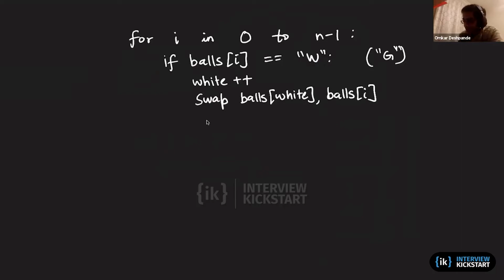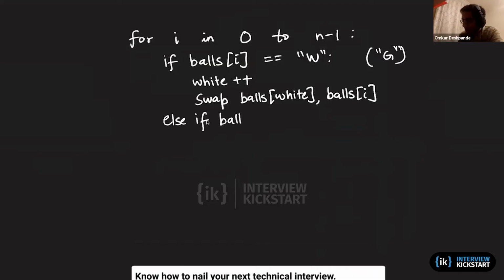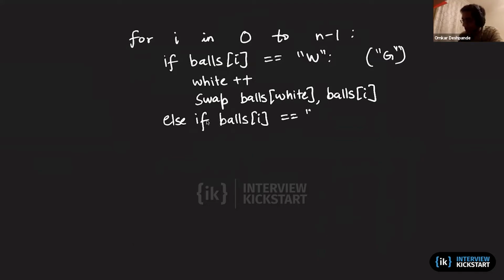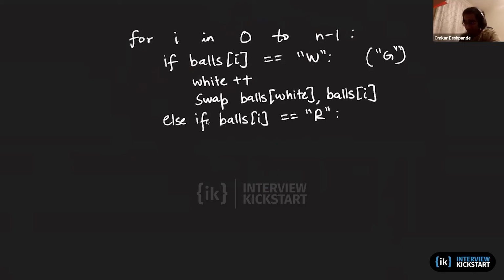The most complicated case is when balls of i is red. In that case, we need two swaps to get this red ball or red color into the right spot. The first step is actually identical to what we did here. So I could literally copy paste that same code. Swap balls of white with balls of i.